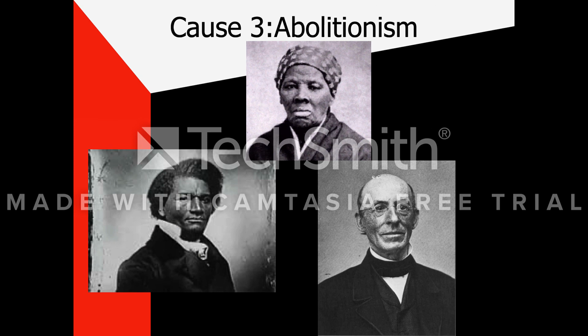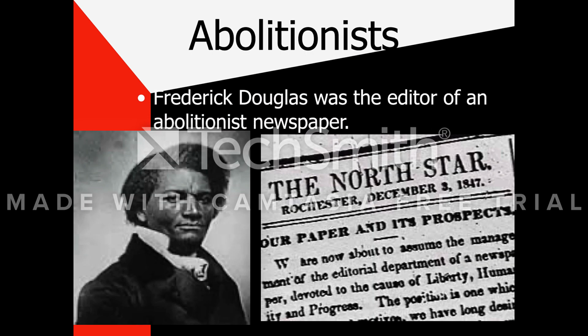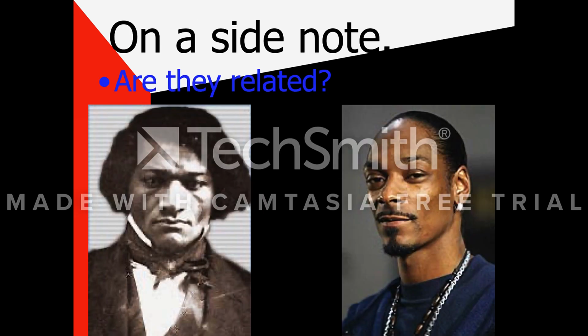So abolitionism. Abolitionism is the term to describe people who stood up against slavery and really disliked it. I think that those are some famous faces you might recognize that have to do with abolitionism. And abolitionists is the proper term for the people who disliked slavery. So Frederick Douglass was one big abolitionist, and he was the editor of an abolitionist newspaper.